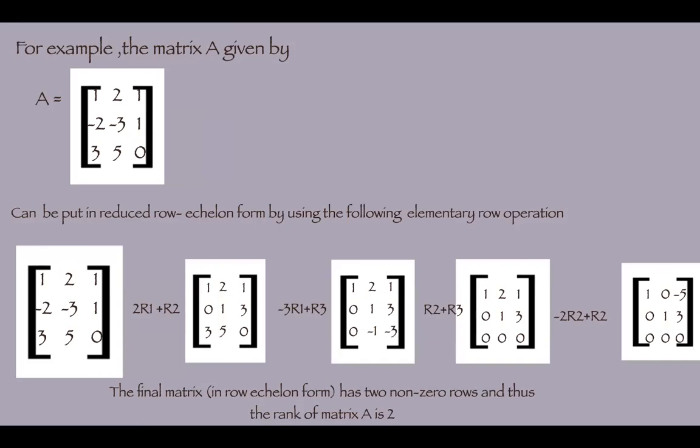The final matrix in the row echelon form has 2 non-zero rows, and thus the rank of matrix A is 2. You can observe clearly over there. Step by step, I have given the applications also. You can go through it.